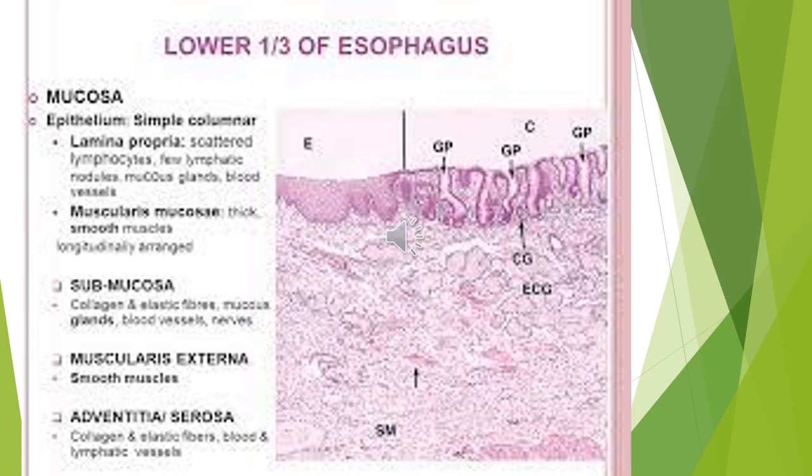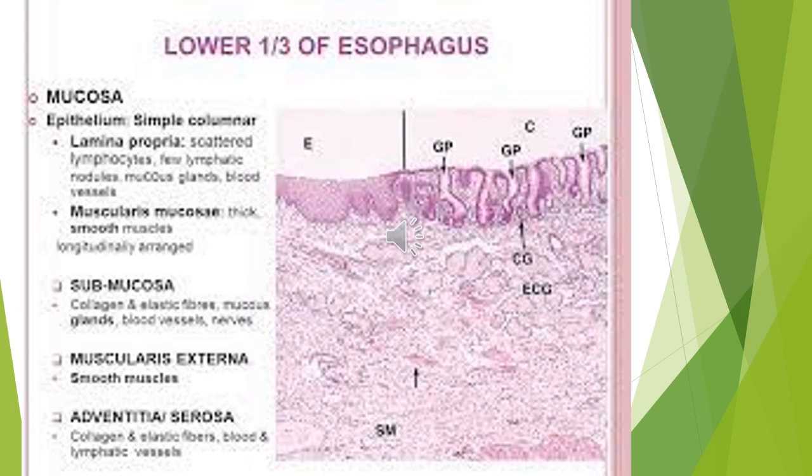So in this slide you can see that it is the lower 1/3 of the esophagus. The mucosa is the same, that is it will be lined by the stratified squamous, non-keratinized, but a slight change towards the simple columnar will be taking place as it is approaching the stomach. So in the upper part of the lower 1/3, you will have stratified squamous, non-keratinized, but it will change to the simple columnar epithelium as it reaches the stomach.